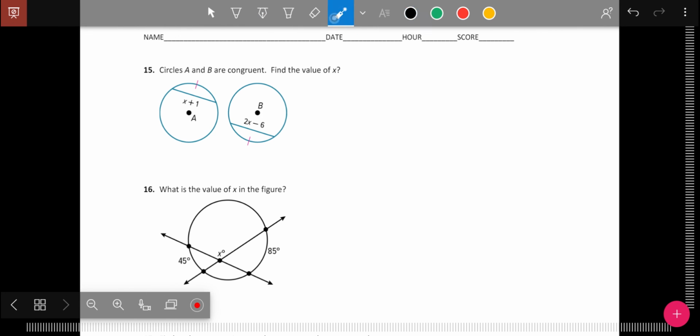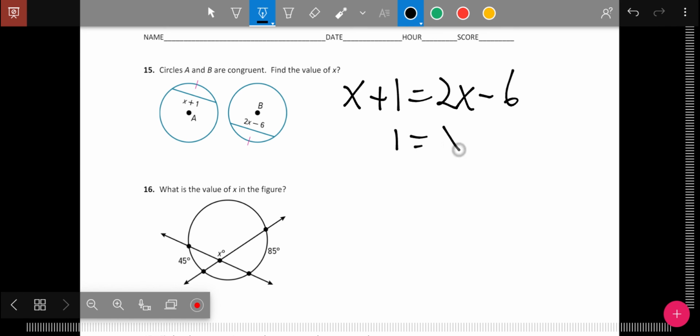Right? Again, this is a problem where the chords, these lines, and the arcs go together. So if the arcs are congruent, then the chords must be as well. And so x plus 1 has to equal 2x minus 6. I subtract the x over. I add the 6 over, and I get x equals 7.